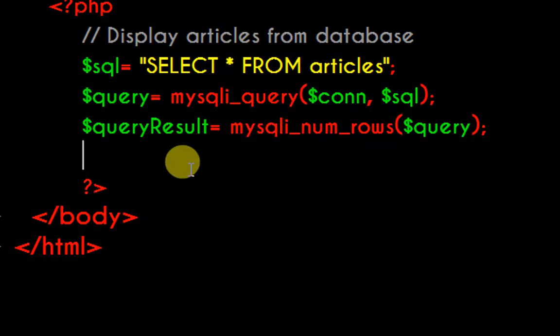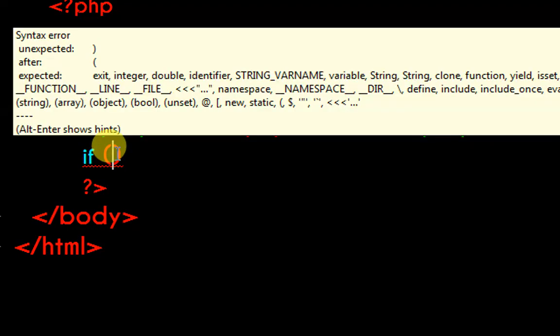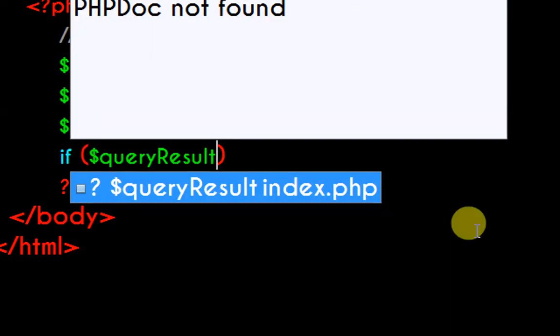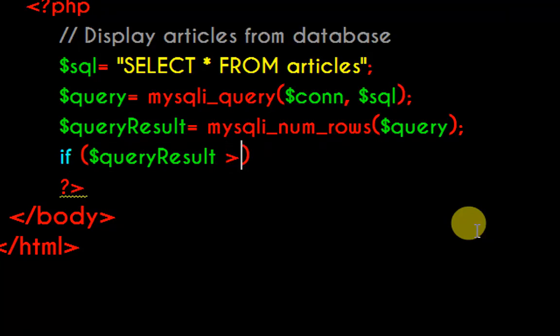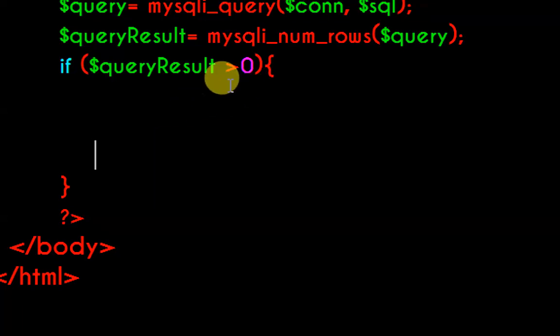Alright, so right here, if there's any result, we want to use an if statement to check. So I'm going to say if result check is greater than 0. So if it's actually greater than 0, meaning there is a result, then I want to run this. Okay, so I actually want to run this, is greater than 0.